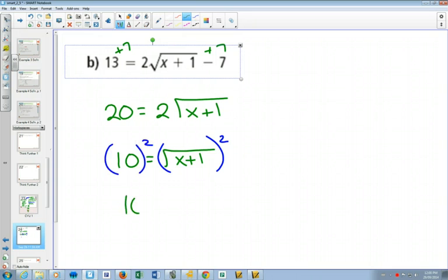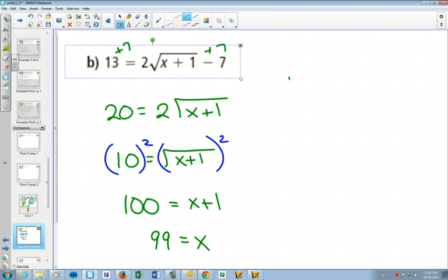ten squared is 100. Squaring a square root, those are opposites. All that'll be left is x plus 1. Subtract 1 on both sides. You get 99. We still have to verify to see if that's actually a right answer. We haven't got any spies yet. They're not actually called spies. The actual word is called extraneous roots. Spies sounds a little cooler.